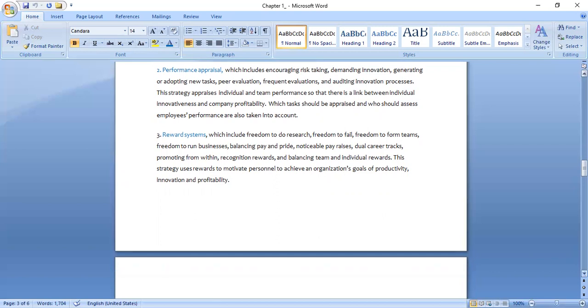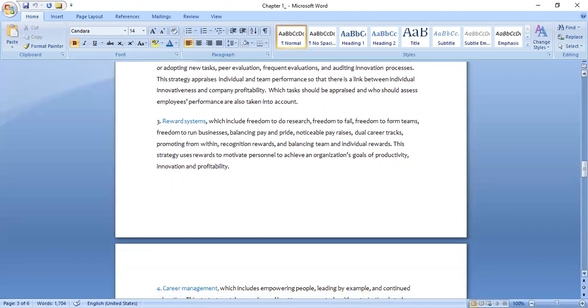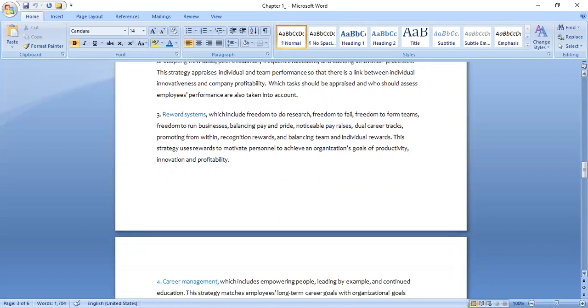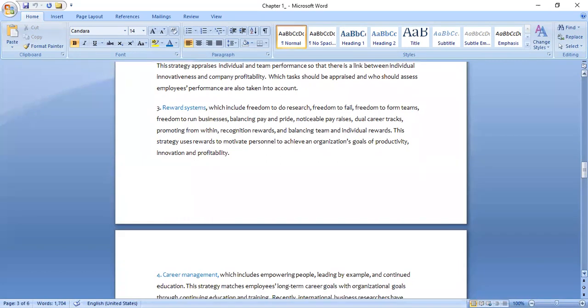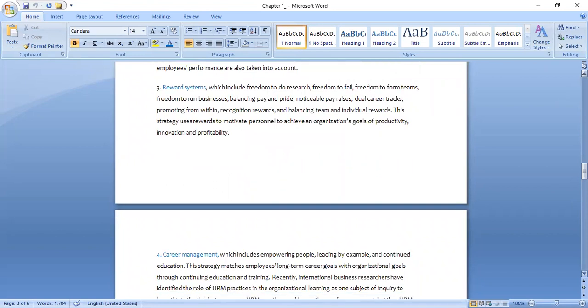Then reward systems. Here, practically, we are looking at remuneration, the salaries, for example. The reward system can be both monetary and non-monetary, right? The pay rises, all that is in the reward system. It could also be in terms of recognition rewards. You've seen those organizations where they recognize maybe the best employee of the year. That is in the reward systems.